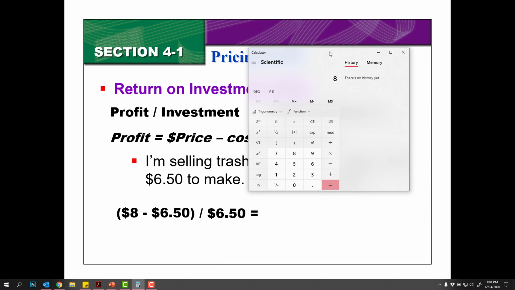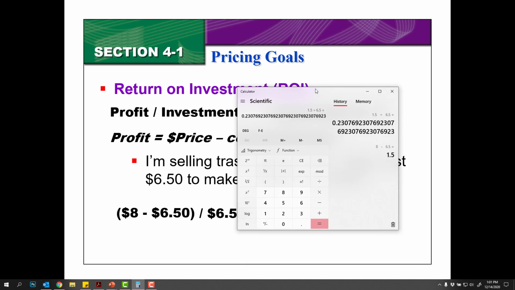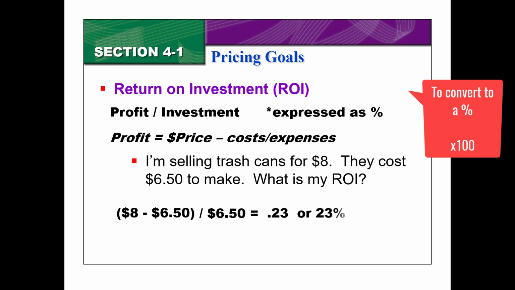So I'm taking 8 minus 6.5, and I'm dividing that amount by 6.5 again. And then I am converting this to a percentage because return on investment is always a percentage. So the top percent that you can ever get on a test is 100. So if I multiply this decimal by 100, return on investment is 23%.